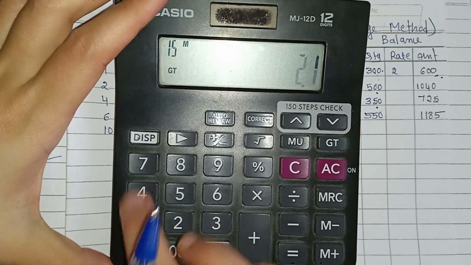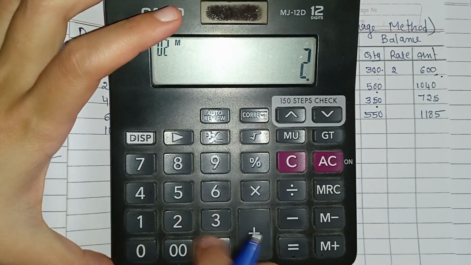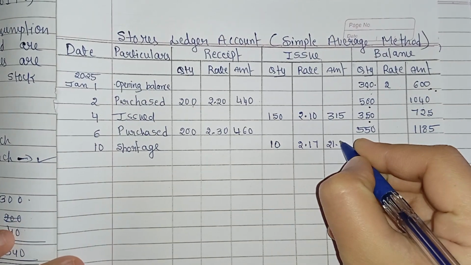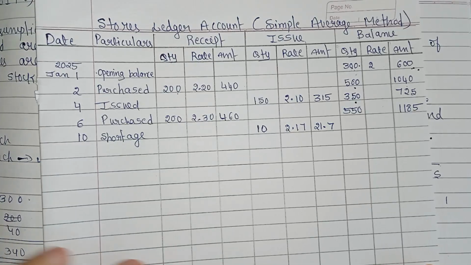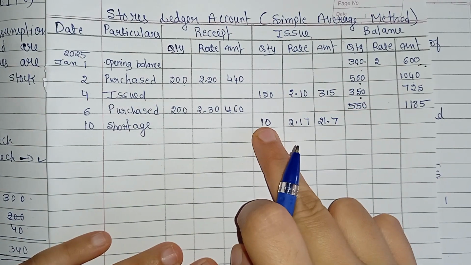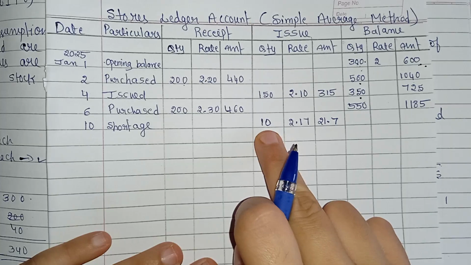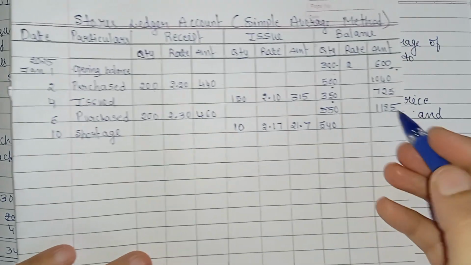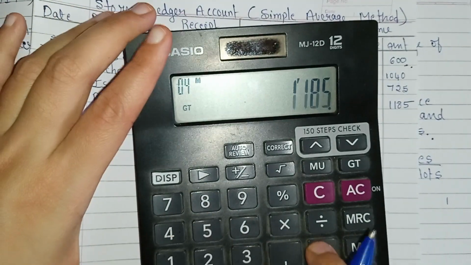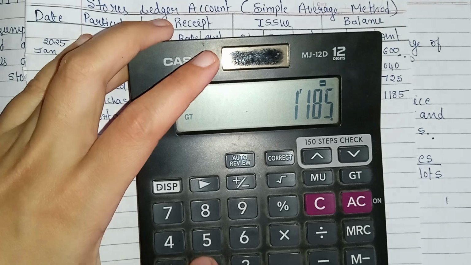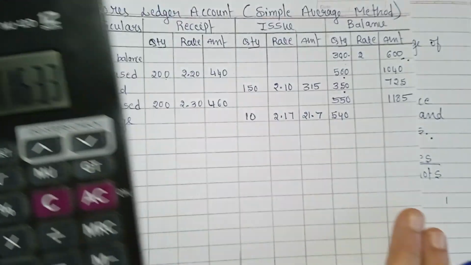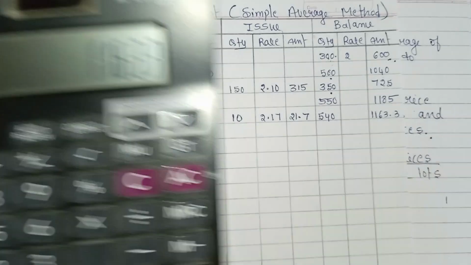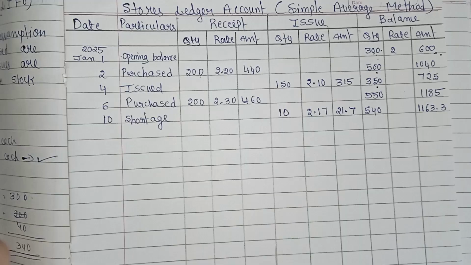So 10 into 2.17 equals to 21.7. Clear? Now we issued 10 units, means 550 minus 10. How much balance remaining with us? 540 units. Now here also 1185 minus 21.7, 1163.3. You can take it as 1163.3 also. Okay. So next one.